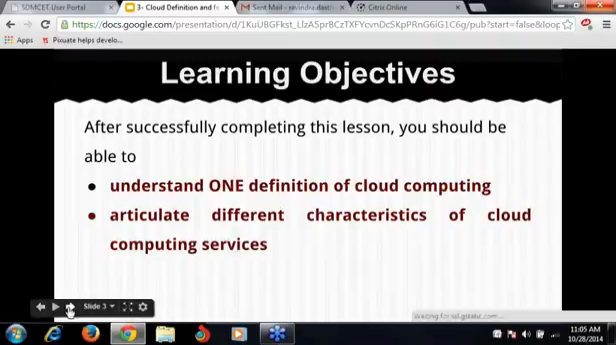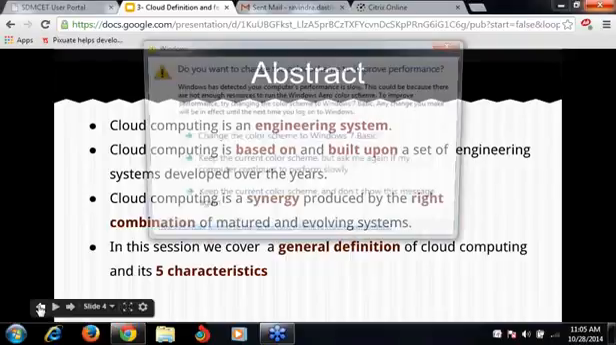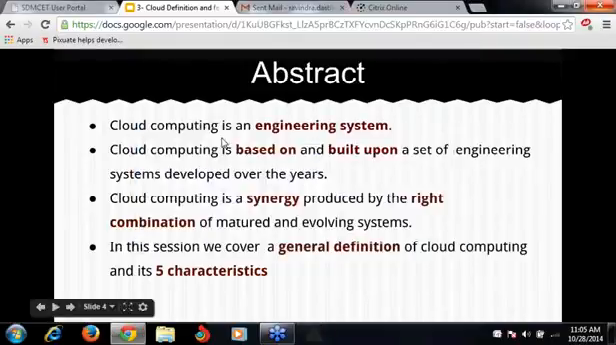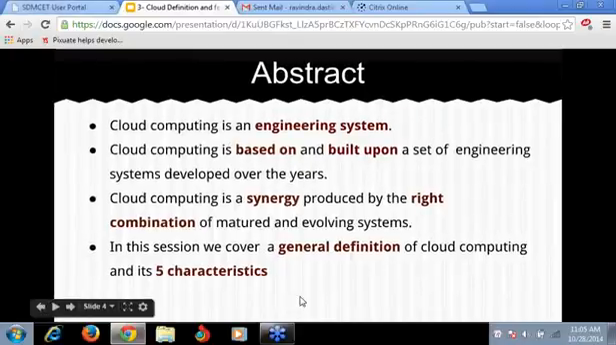We all know that cloud computing is a big engineering system and it consists of many subsystems. So cloud computing is an engineering system and it is based on and built upon a set of engineering systems developed over a period of time. And cloud computing is produced by the right combination of matured and evolving systems.